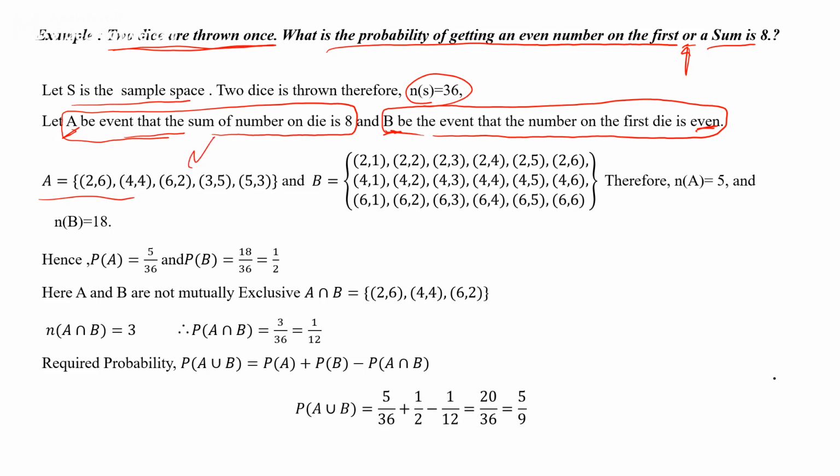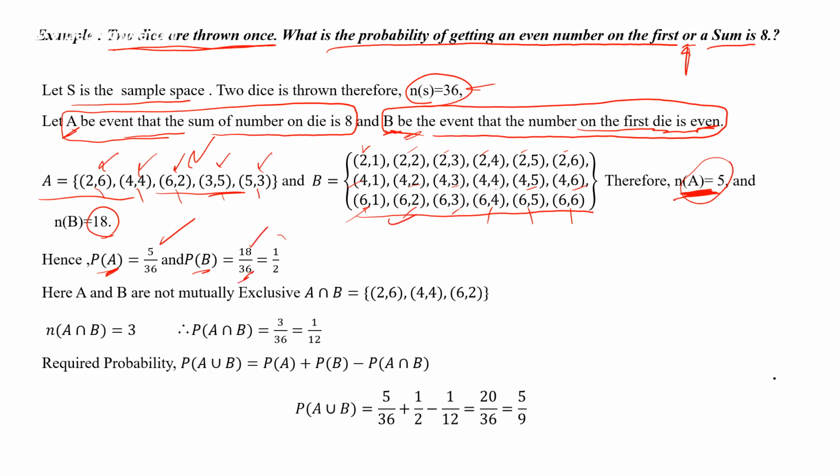So what is event A? The sum is 8. The possibilities are 2 6, 4 4, 6 2, 3 5 or 5 3. So in total we have 5 elements in the event when the sum of the numbers on the dice is 8. And the second event B, when the number on the first die is even: the possibilities are 2 1, 2 2, 2 3, 2 4, 2 5, 2 6, and similarly 4 1, 4 2, 4 3, 4 4, 4 5, 4 6, and similarly 6 1, 6 2, 6 3, 6 4, 6 5 and 6 6. So in total we have 18 elements in that event. Therefore the probability of A is 5 by 36, and the probability of B is 18 by 36, that is 1 by 2.